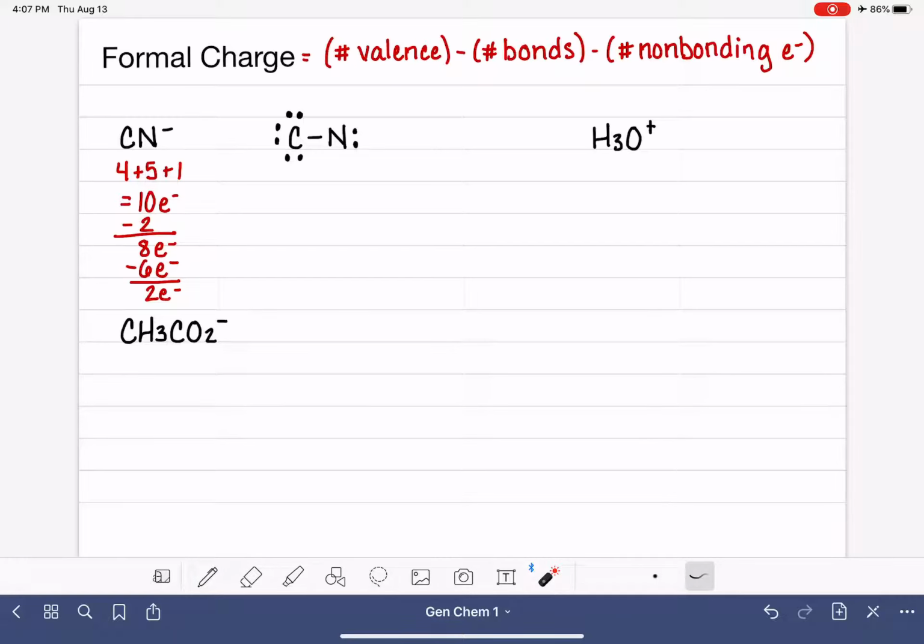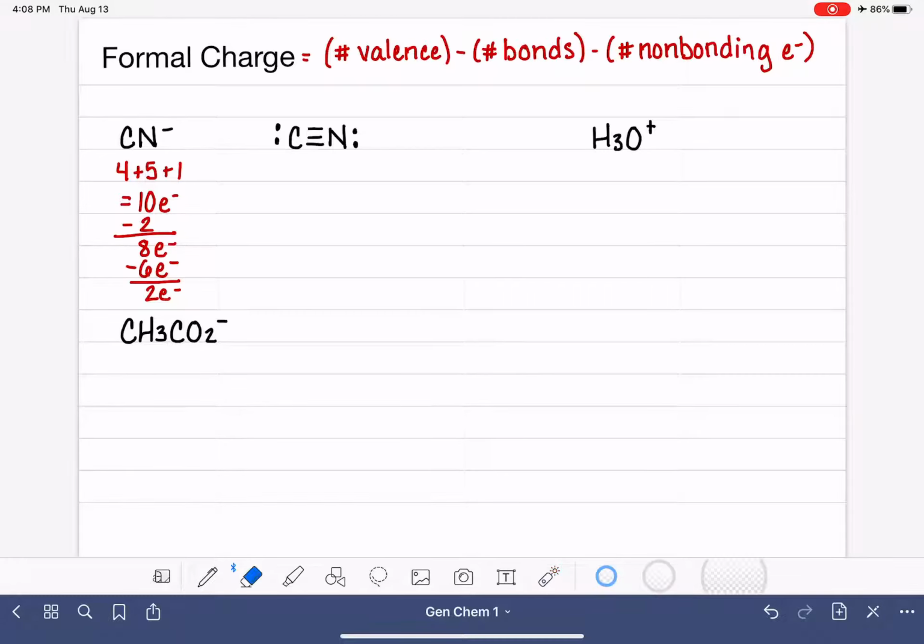If we're simply looking at octets, for carbon we have 1, 2, 3, 4, 5, 6, 7, 8 electrons, so we're good there. For the nitrogen, we have 1, 2, 3, 4. Nitrogen needs more electrons. We know what we need to do here. We're going to take one of the lone pairs on the carbon and turn that into a double bond. Now nitrogen has 1, 2, 3, 4, 5, 6, so we need to do that again. Take another lone pair from carbon and turn that into another bond. And so where does that leave us?